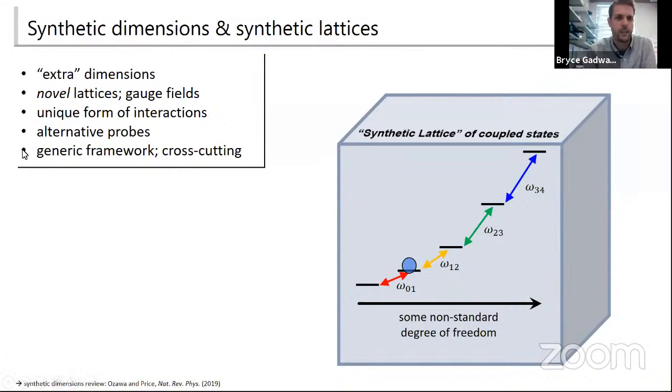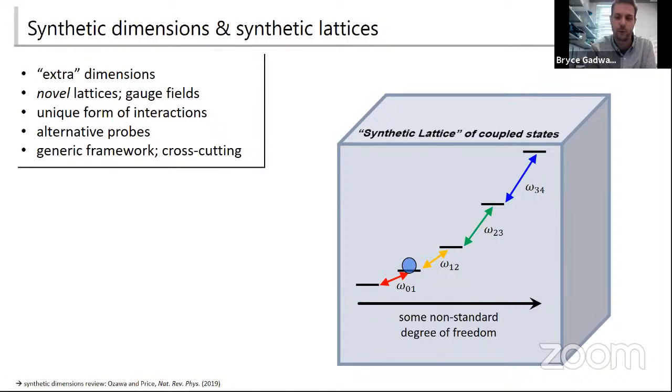Gauge fields, of course. The interactions, while it may still be begging, I'd say there is the capacity to have some unique forms of interactions in these systems that look a little bit funny along this internal dimension. They allow for alternative probes, or at least maybe more forgiving probes, like site-resolved imaging and new kinds of spectroscopy. And then lastly, it also, in principle, just gives you a generic framework that extends well outside of ultra-cold atomic physics.